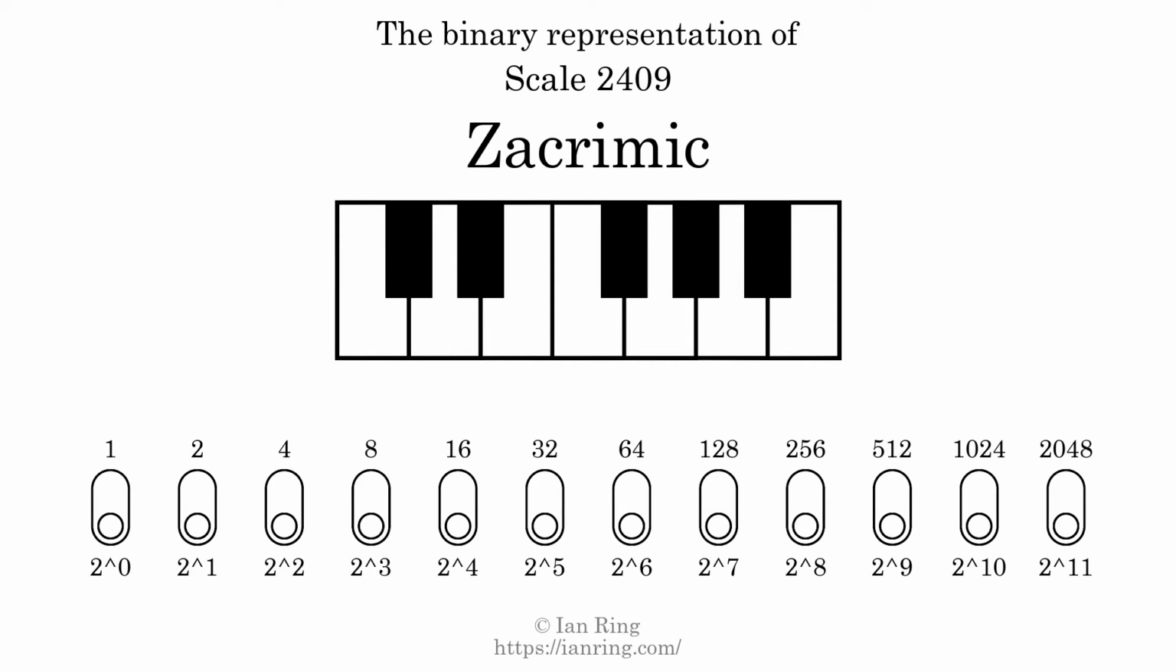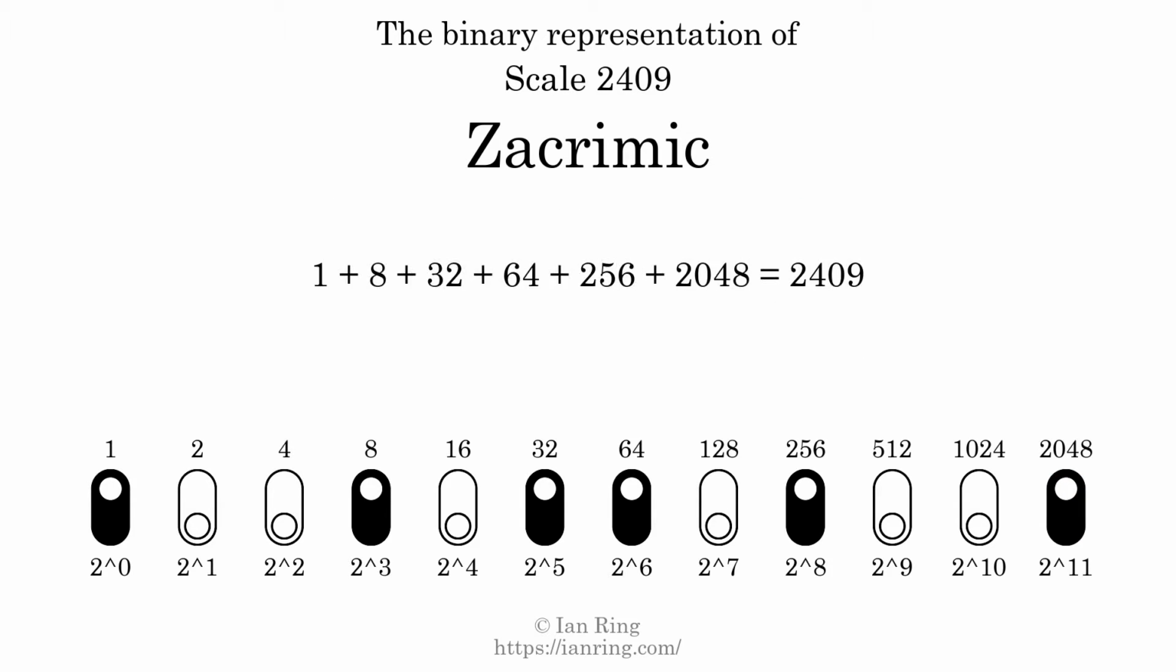The binary representation of this scale is determined by mapping tones of the scale to binary digits. Each binary digit represents a power of 2. To get the scale number, we add the powers of 2 together. The powers of 2 that are present in the scale, all added together, equals 2409. That is why the scale number, in decimal, is 2409.